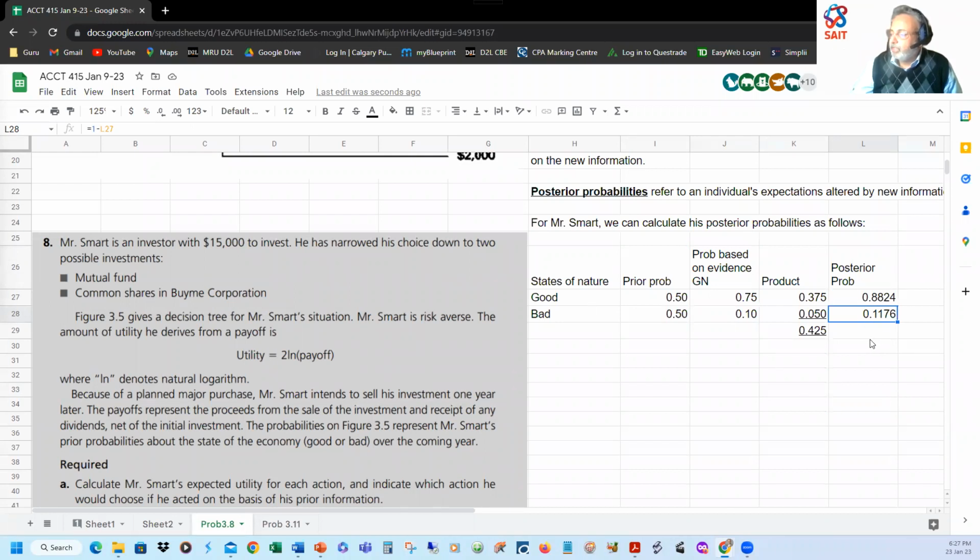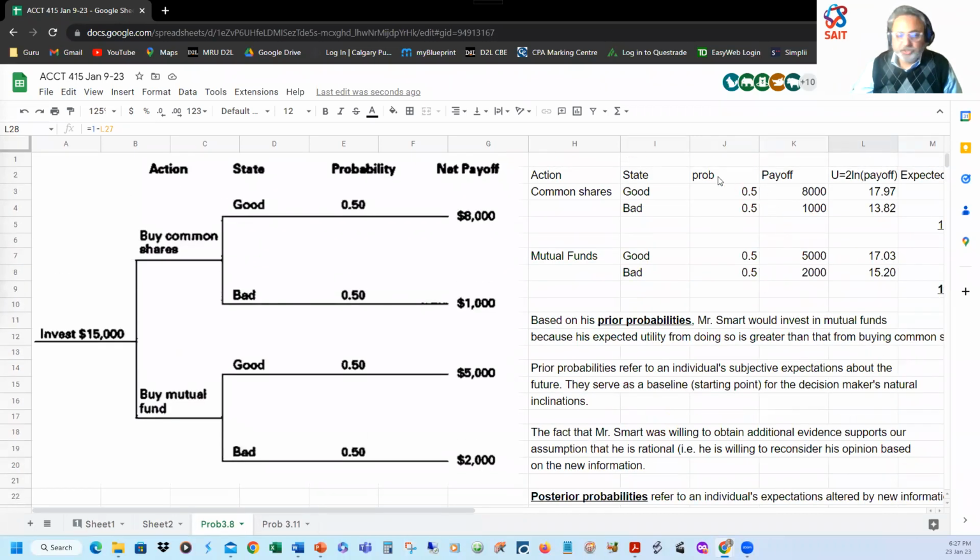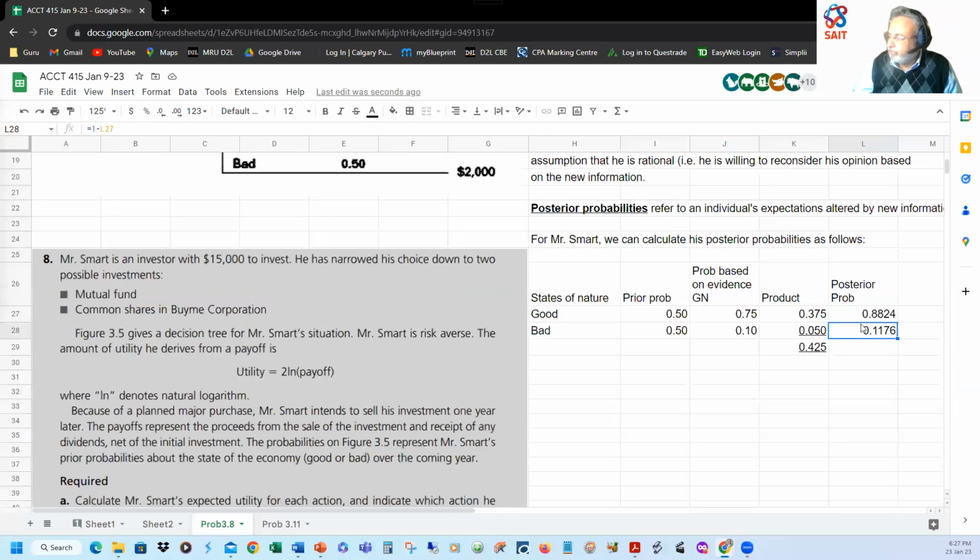So now certainly his probabilities have changed, right? Mr. Smart's probabilities have changed from being 50-50 to something that's a little more discerning between the states of nature. We'll pause here and see if anybody's got any questions. The way I showed the math is quite different from that shown in the textbook. This is easier, I think.